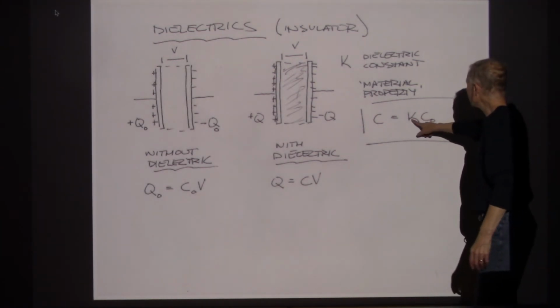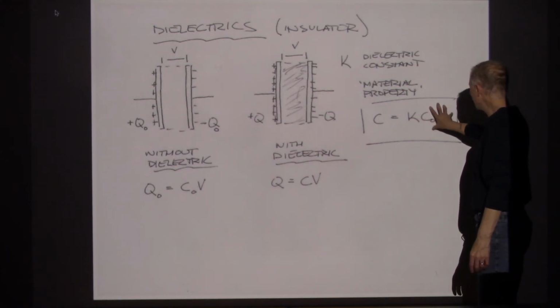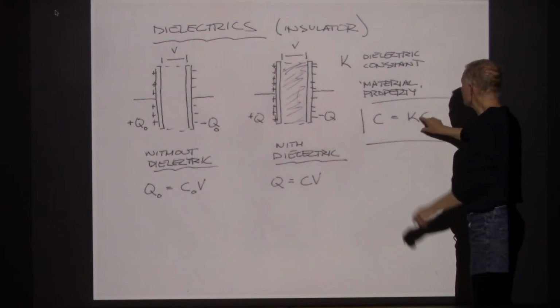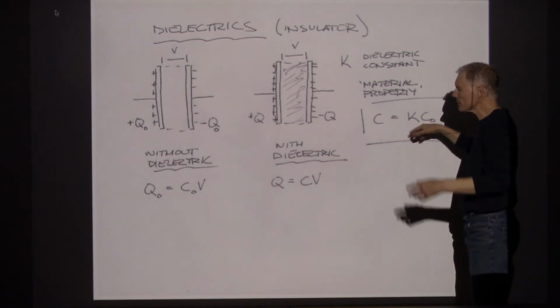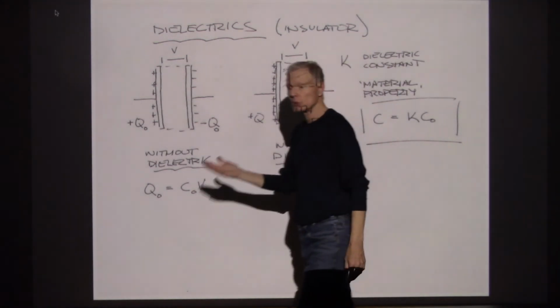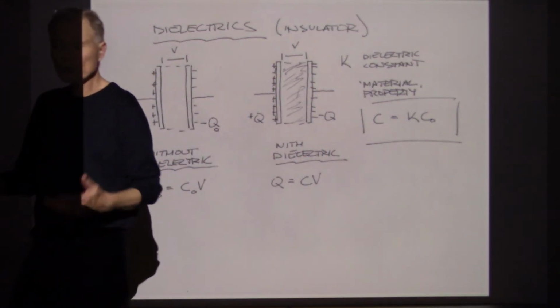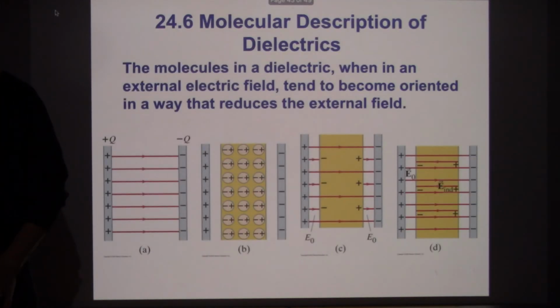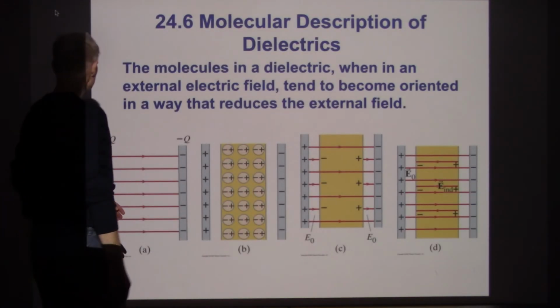So I can take that dielectric constant, multiply by the original capacitance, and it gives me a boost. K is some value bigger than 1, and so with the dielectric I'm going to be able to store more charge using the same voltage. So I'm going to connect the capacitor to the very same battery. Here's what's going on behind the scenes.